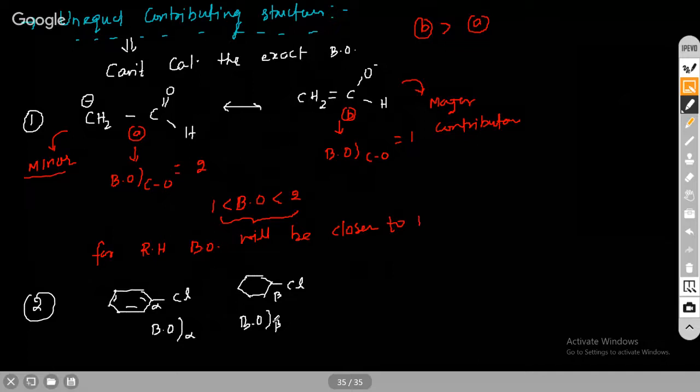Alpha is less. Why? Because in this one resonance is possible, right? So when resonance is possible, and here we do not have resonance, alpha is less.